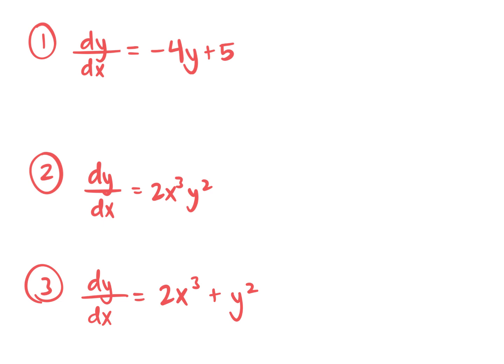For number 1, we should have gotten 1 over negative 4y plus 5 is equal to, oh wait, that's also times dy, and that's equal to dx, right? Number 2, what do we get for number 2?